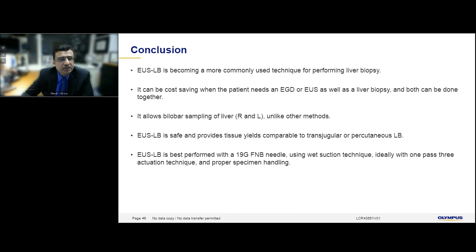So in conclusion, EUS-LB is becoming a more commonly used technique for performing liver biopsy. It can be cost-saving when the patient needs an EGD or EUS, as well as a liver biopsy, and it can all be combined into a single procedure. It offers the benefit of sampling both the right and the left lobe of the liver. It is safe and yields tissue lengths comparable or better to percutaneous and transjugular techniques, and is best performed with a 19-gauge EUS FNB needle using a wet suction technique with 1 puncture, 3 actuations, and appropriate specimen handling.